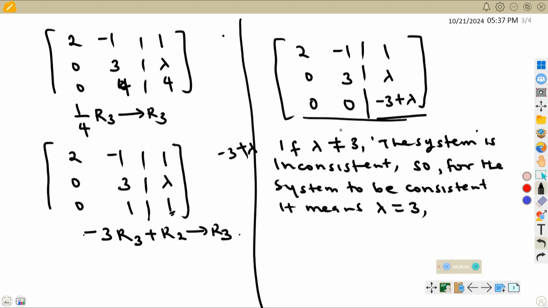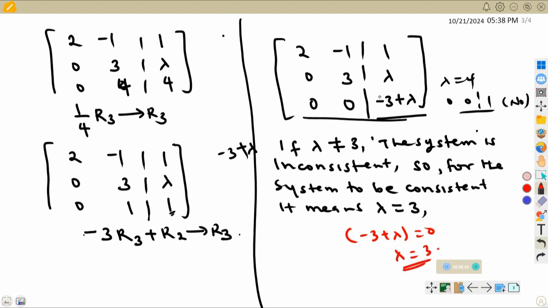The system will be inconsistent because for any value of lambda other than 3, for example, if lambda is 4, it means this side you have 0, 0, then this side you will have 1, which will mean that the system is inconsistent. But for the system to be consistent, this lambda here must be 3. In other words, when you get negative 3 plus lambda, you must be able to get a 0, because that's when this system will be consistent. So that's why we are having lambda as 3.